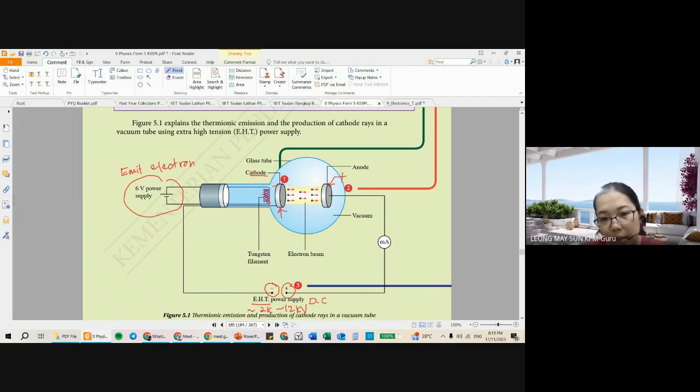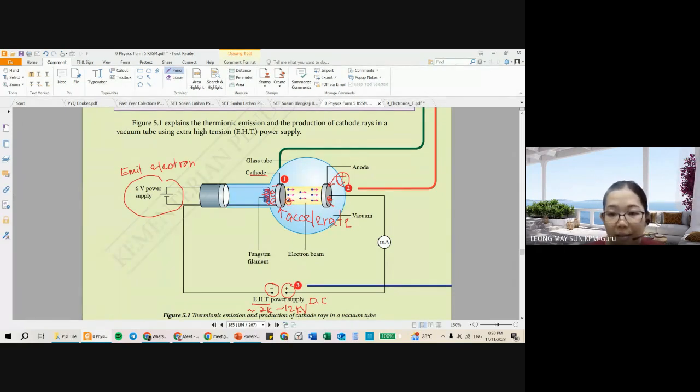Now, it is very important that this part is negatively charged. Why? Because all the electrons emitted out from the tungsten filament are negatively charged. So when they are negatively charged and they reach this cathode, it will cause repulsion. They will have a repulsive force between the cathode and the electrons. And another thing is that this anode is very highly positively charged. So all these electrons, which are negatively charged, are attracted by the positive plate, the anode plate. Hence, they will accelerate towards the anode.